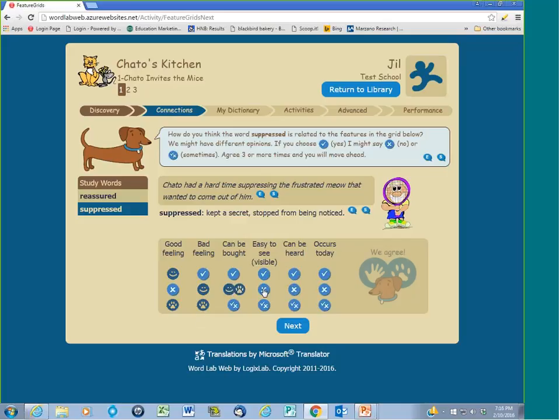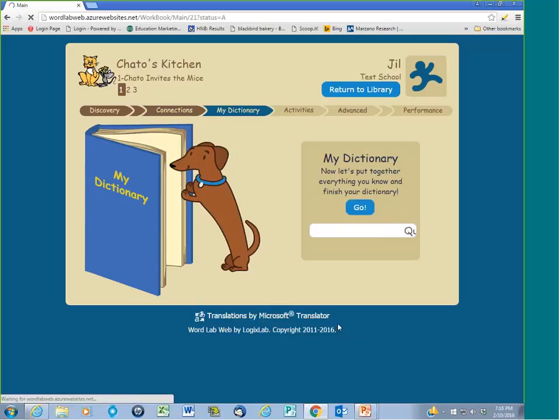Can you buy it? I'm going to say no. Can you see it? I'm going to say sometimes. Merlin and I agree there. Can you hear it? Maybe sometimes. Merlin agrees today. So we agreed some of the time.